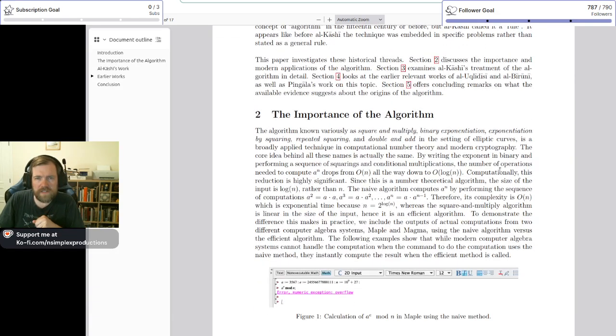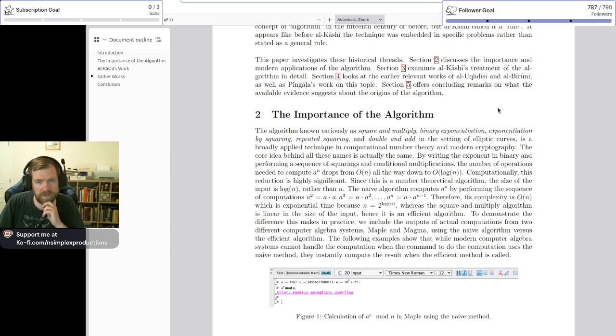This paper investigates these historical threads. Section 2 discusses the importance and modern applications of this algorithm. Section 3 examines Al-Kashi's treatment of the algorithm in detail. Section 4 looks at earlier relevant works of Al-Uqaydisi and Al-Biruni, as well as Pingala's work on this topic. Section 5 offers concluding remarks on what available evidence suggests about the origins of the algorithm.